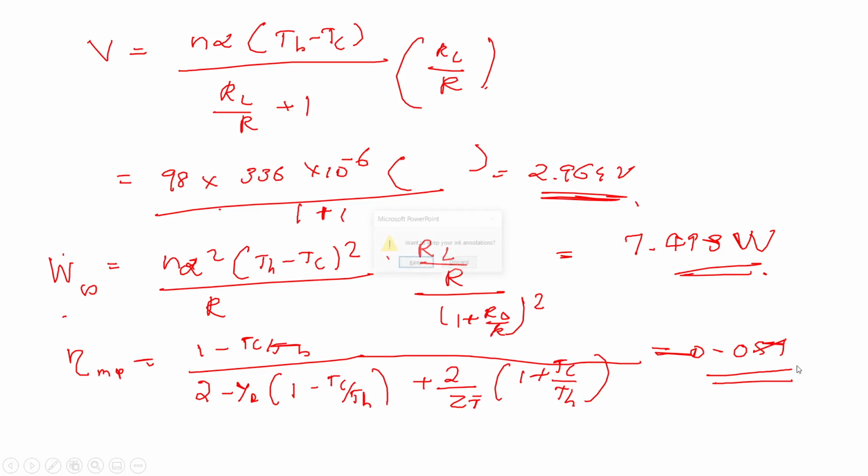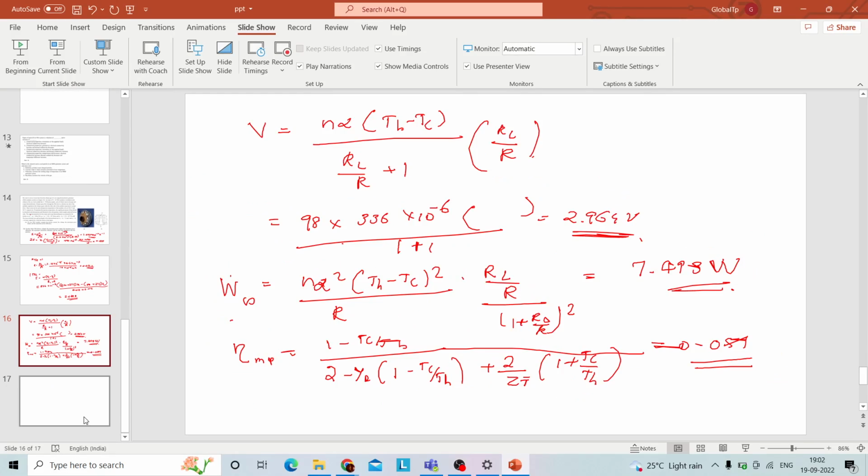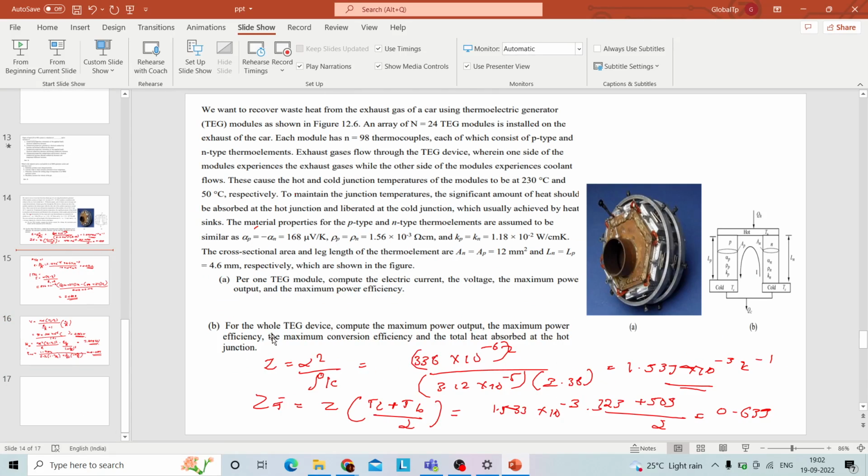And the B question, you people try for the next class. The question is the whole TEG device: compute the maximum power output, maximum power efficiency, maximum conversion efficiency, and the total heat absorbed at the hot junction. Though we calculated for one TEG, now we have to calculate it for the 24 TEG. What will be the power output and power efficiency?